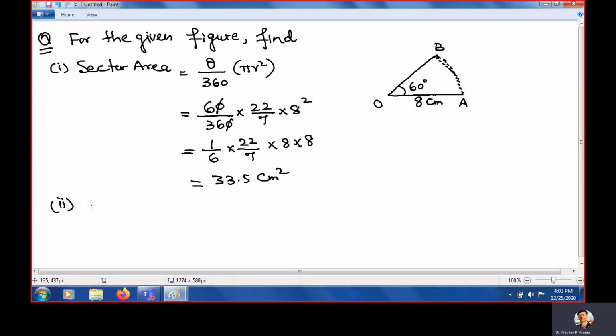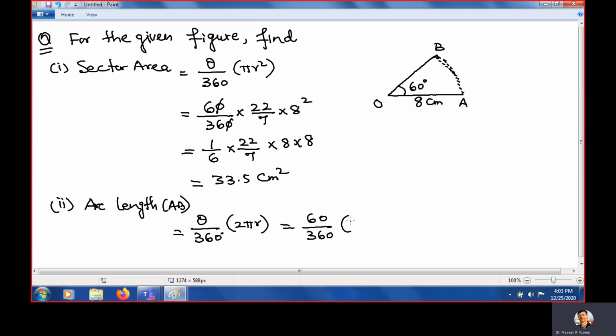And if you want to find the arc length AB, what is the formula? It is theta upon 360 degree and 2 pi r. Theta is 60 upon 360, and it is 2 into pi, which is 22 upon 7, into r, which is 8. Clear? If you multiply it, it will be 1 upon 6. So 1 upon 6 into 2 into 22 upon 7 into 8 equals 8.4 centimeter. Okay, so this is how to find the sector area.